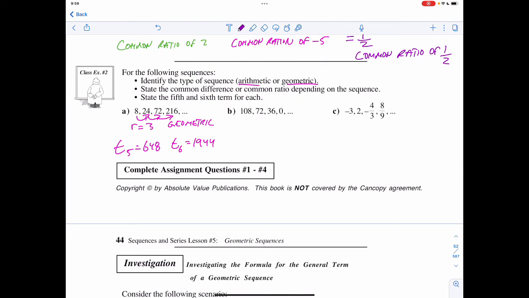For example B, I'm getting from one term to the next by subtracting the same amount every single time, negative 36, which means that in this case it's not a ratio, it's a common difference of negative 36, which means that it's arithmetic. If I keep this pattern going, term 5 is going to be negative 36, and term 6 is going to be negative 72.